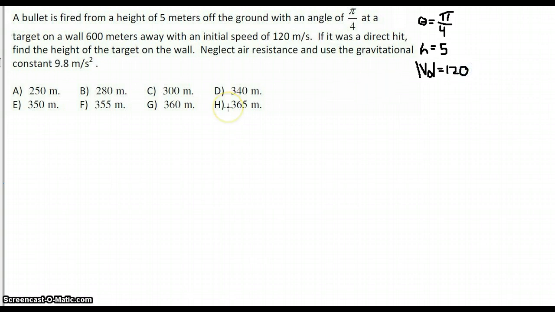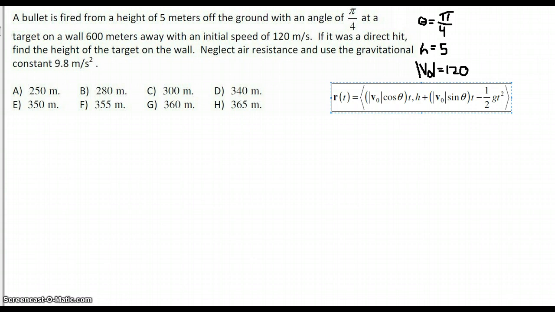We have the formula for the position curve r of t. The x-coordinate is speed times the cosine of theta, all of that multiplied by t. The y-coordinate is the initial height h plus speed times the sine of theta, all multiplied by t, minus 1/2 gt squared. And they give us the gravitational constant g is 9.8 meters per second squared.